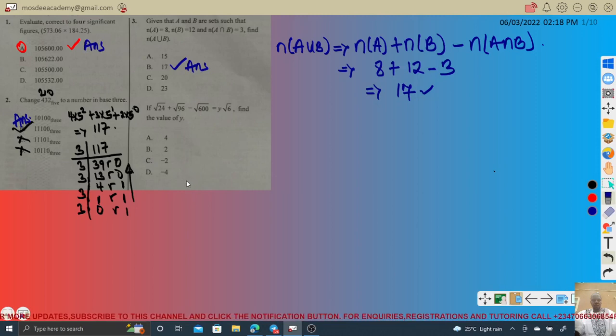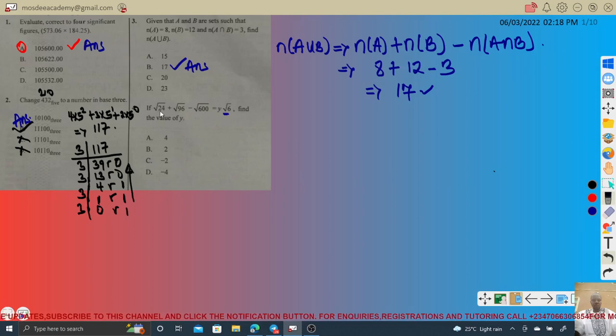The next one, I'm going to focus on this. Square root of 24 plus square root of 96 minus square root of 600 is equal to y root 6. Find the value of y. This is a pointer. It is pointing me to solve in terms of root 6.